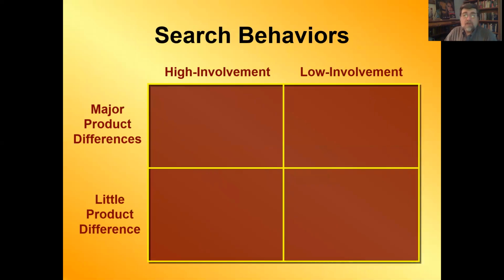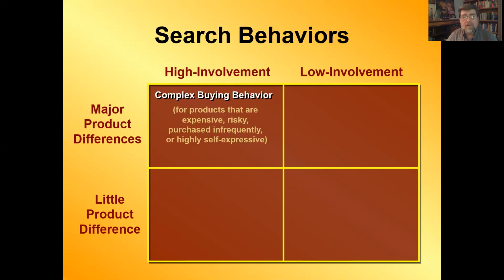There are various types of search behaviors, and we're back to a grid pattern here. Some are high involvement. These are products that require more thinking, more evaluation. Others are low involvement. And then we also have product types where some have major differences, and others not much in the way of product differences. The first category here is complex buying behavior, and this is for products that are risky, expensive, purchased infrequently, and tend to be highly self-expressive.